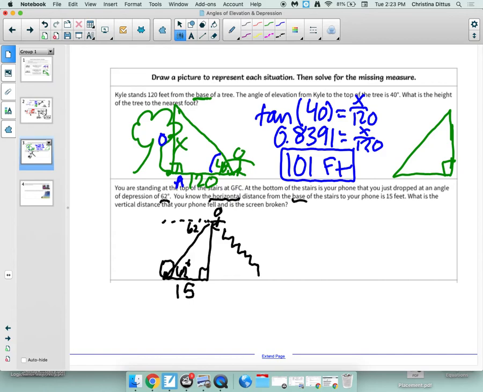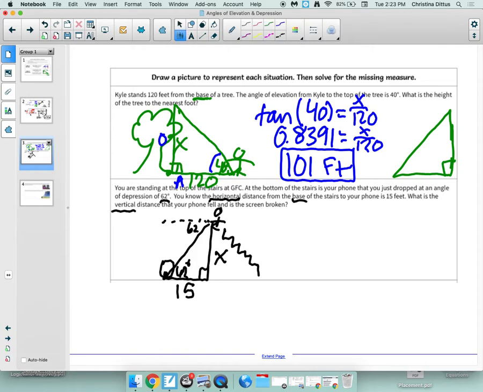I want to know the vertical distance that your phone fell. Keyword: vertical. Should I look for the straight up and down or the slant? The straight up and down is your vertical.